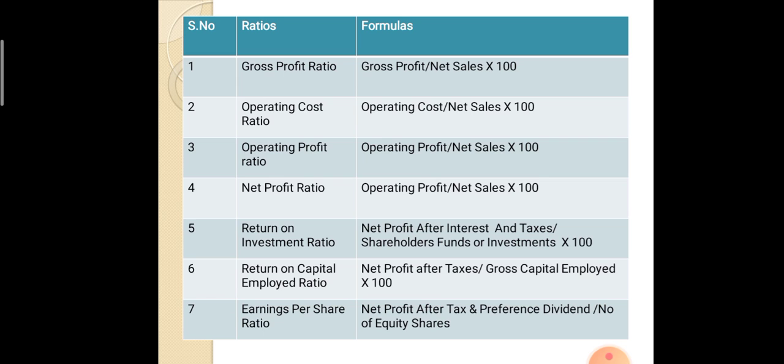Coming to the operating cost ratio. So operating cost ratio is equal to operating cost divided by net sales into 100. Operating profit ratio is equal to operating profit divided by net sales into 100. So operating profit ratio shows the relationship between the operating profit and the sales.